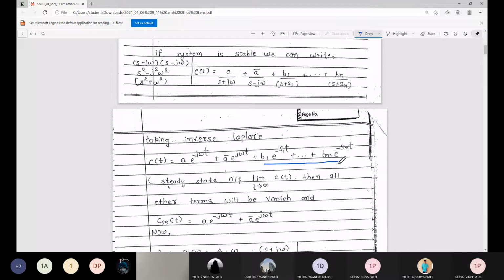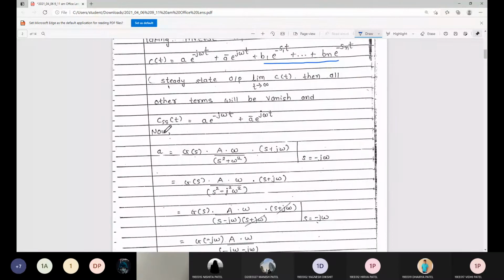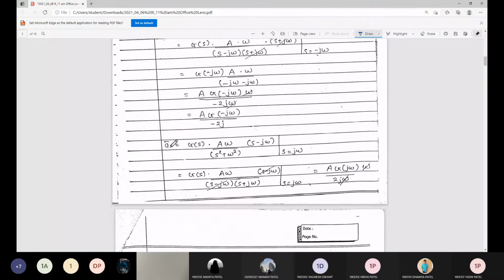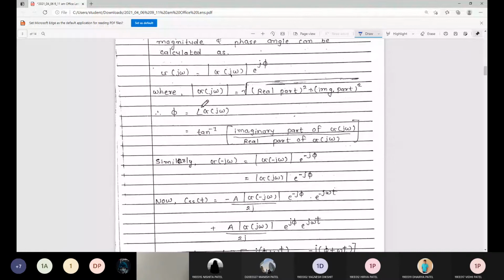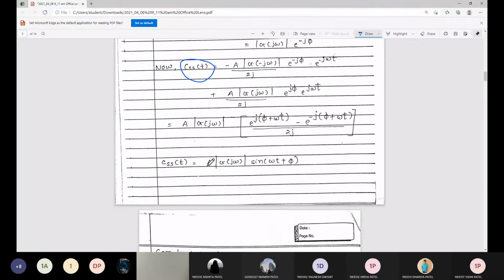These terms are going to be 0 whenever we are having the steady state part. So the steady state part, the final equation is this. We will be finding out A and A bar. We put these values of A and A bar over here, and the value of j omega in terms of a magnitude and a phase angle. So it will be given in this manner, and c(t) is given as this equation.